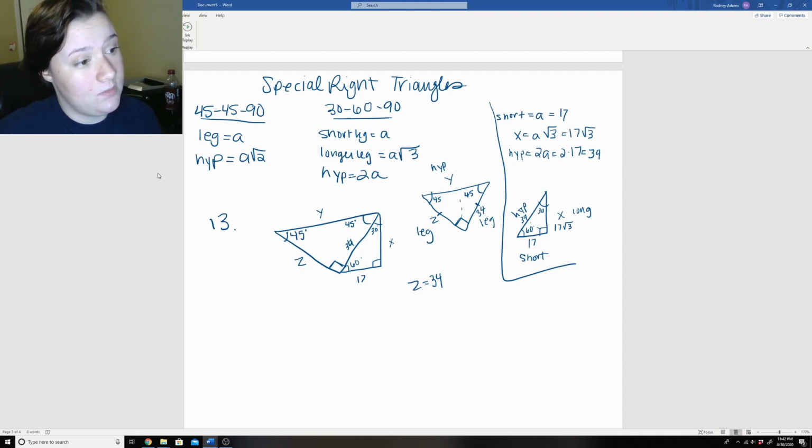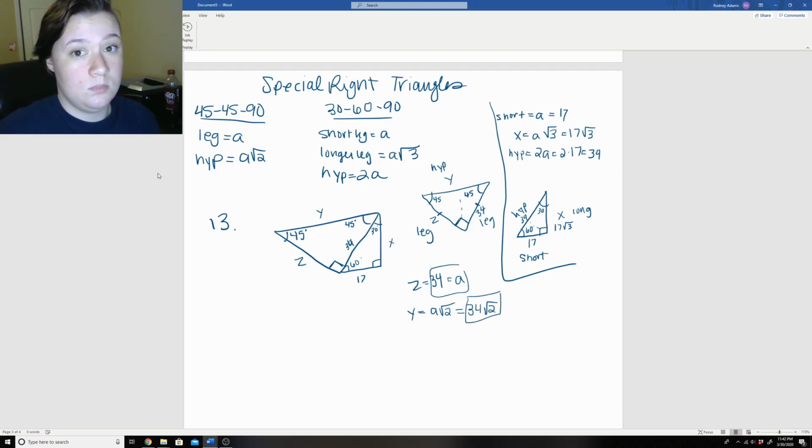It gives us the length of the leg, so this leg is 34, and the leg is just equal to a, okay? So this is just going to be a. A is 34 here for this triangle. Now if we're looking for the hypotenuse, I'm going to say it's y, because we have y written here for the hypotenuse. If we check, the hypotenuse is going to be a square root of 2, okay? A is 34, so it's just going to be 34 times the square root of 2. That's all you have to do.